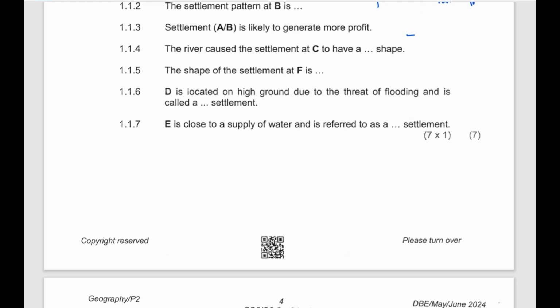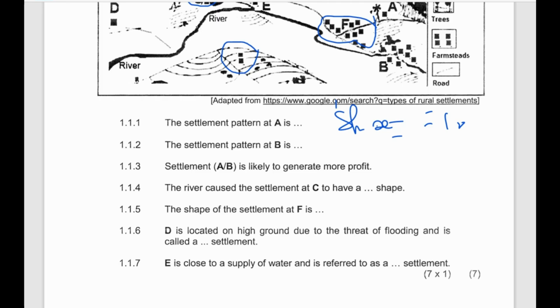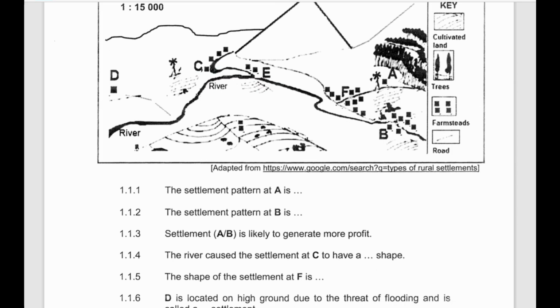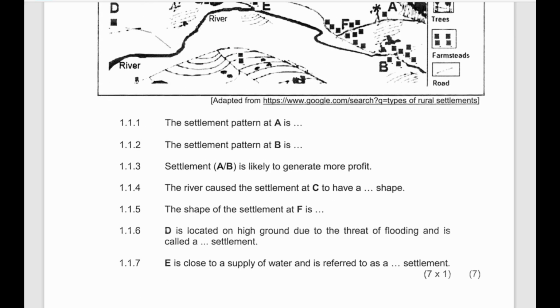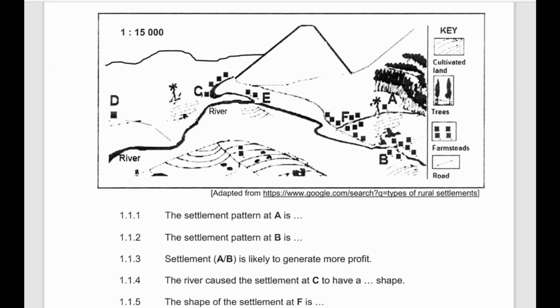Right, let's go to our questions and try to figure out the correct responses to the given questions, given that we have tried to analyze the illustration and tried to bring out sense from whatever is illustrated on the infographic that we are going to use in answering this particular question. Right, we move to question number 1.11. The settlement pattern at A, we are looking at pattern at A.